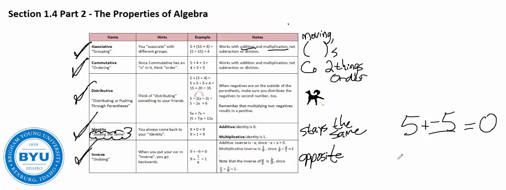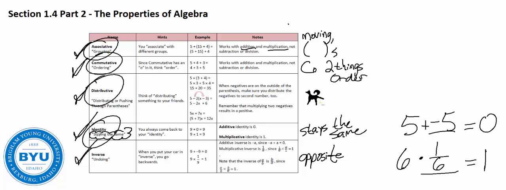We could do the same thing with multiplication. What would I have to multiply by to completely undo the 6? I want to kill it. I want to get rid of 6. What do I multiply by? Well, the opposite of multiply is division. And so we actually multiply by 1 over 6 to cancel it completely out. Notice the 6's would cancel out, and I'd just be left with 1. This is an example of the inverse property of multiplication. And it's doing the opposite. So remember, associative, parenthesis, commutative, order, distributive, dog pee, identity, it stays the same. And inverse is undoing or the opposite.